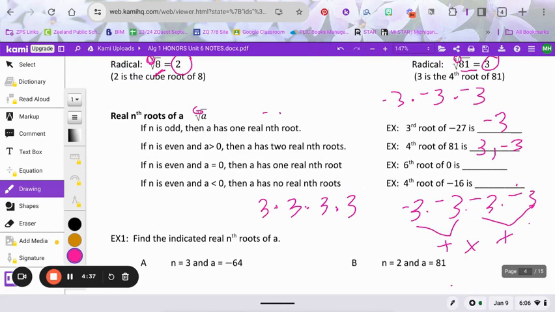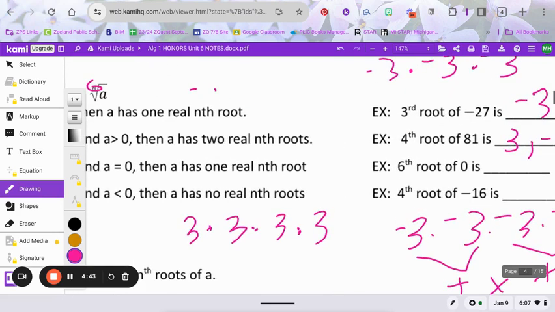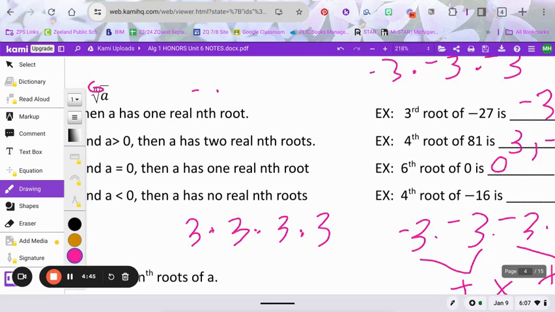Okay. And then if we have n and a is 0, it's only going to have one root, and that is 0.